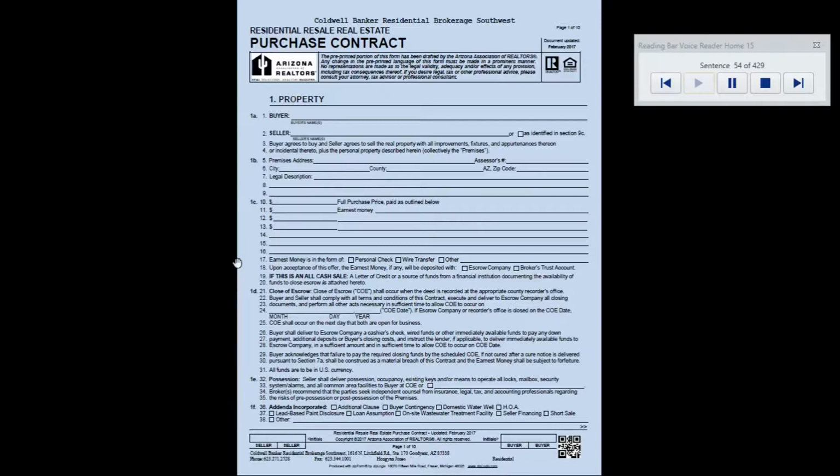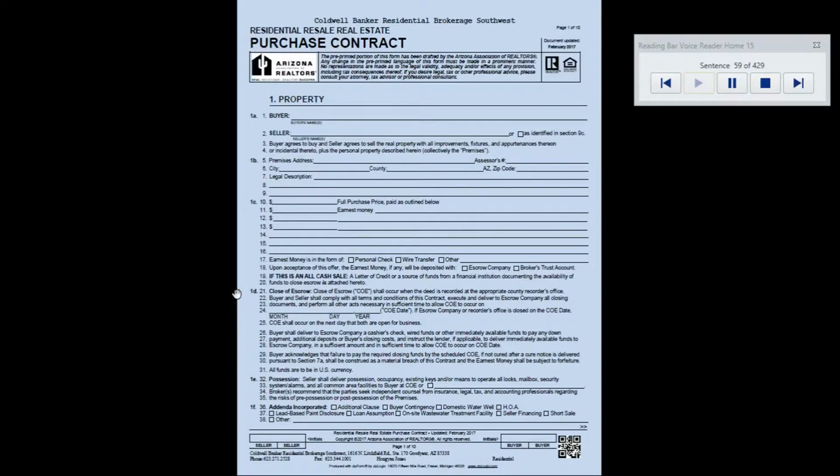Earnest money is in the form of personal check, wire transfer, other. Upon acceptance of this offer, the earnest money, if any, will be deposited with escrow company or broker's trust account. If this is an all-cash sale, a letter of credit or a source of funds from a financial institution documenting the availability of funds to close escrow is attached hereto. 1D. Close of escrow, COE, shall occur when the deed is recorded at the appropriate county recorder's office.